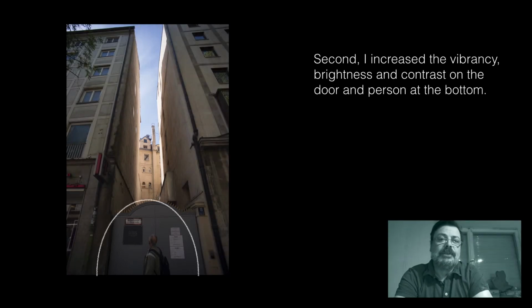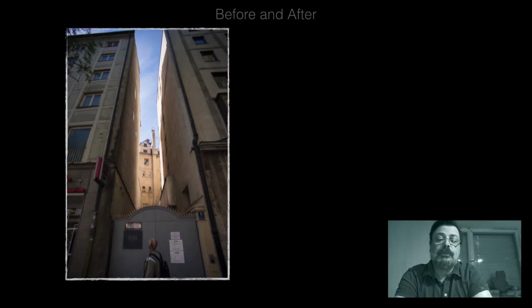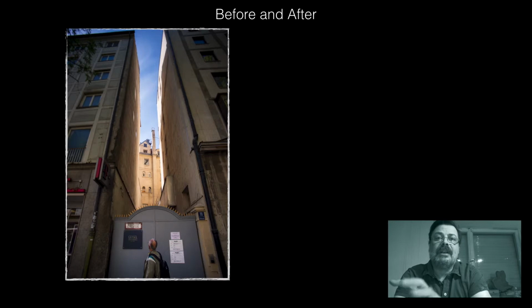The second thing I did was I increased the vibrance, the contrast and the brightness of the door, the person at the bottom. And as we can see from this example, again, it looks as if a light has been moved. It's as if we're controlling the sun.